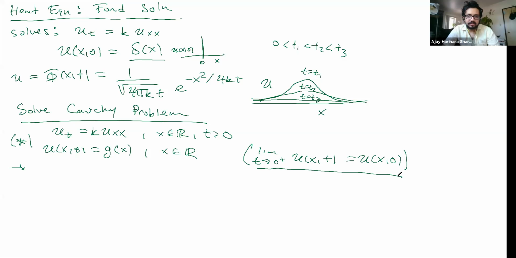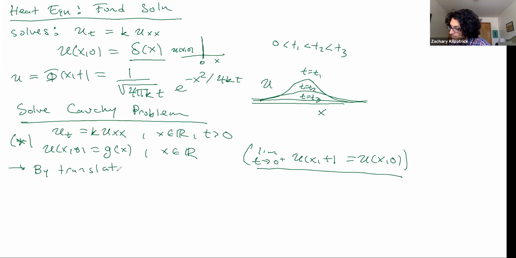Okay. So I'll get to that just after I talk about how to construct the general solution from the fundamental solution. But yeah, thanks for pointing that out. So by translation invariance, right, of our original PDE, right, phi of x minus y, t also solves just the PDE, right?